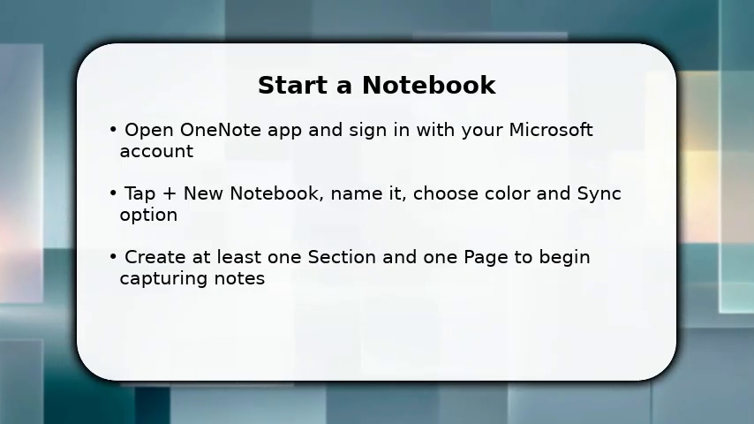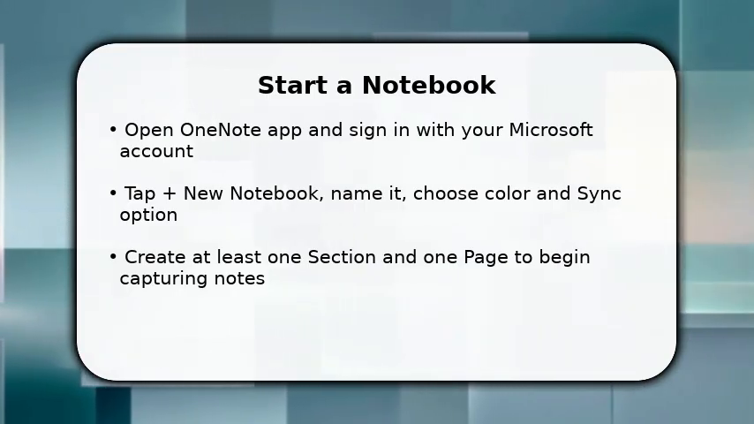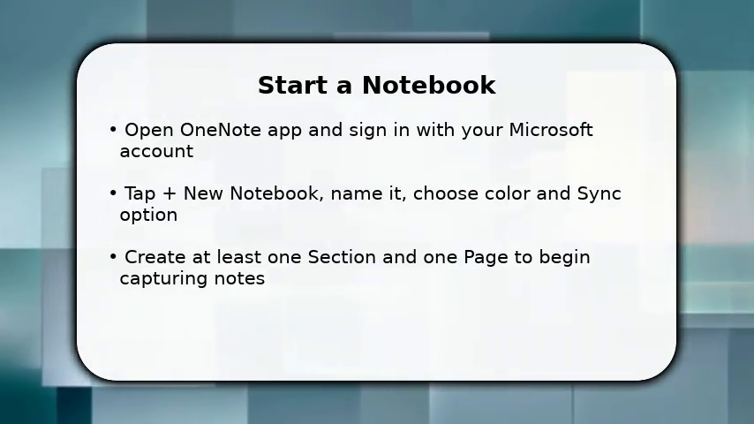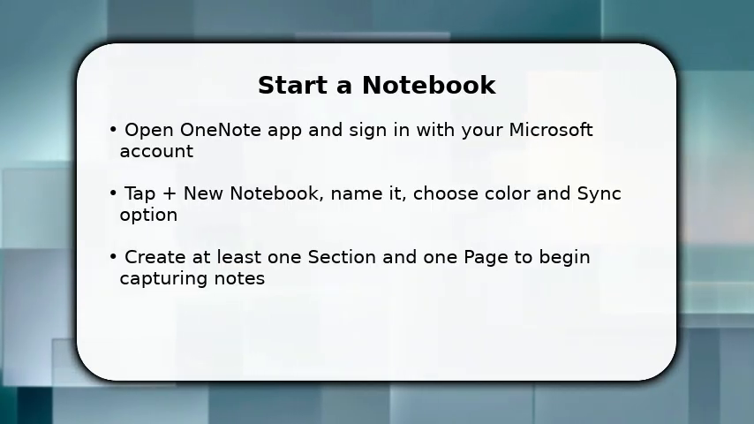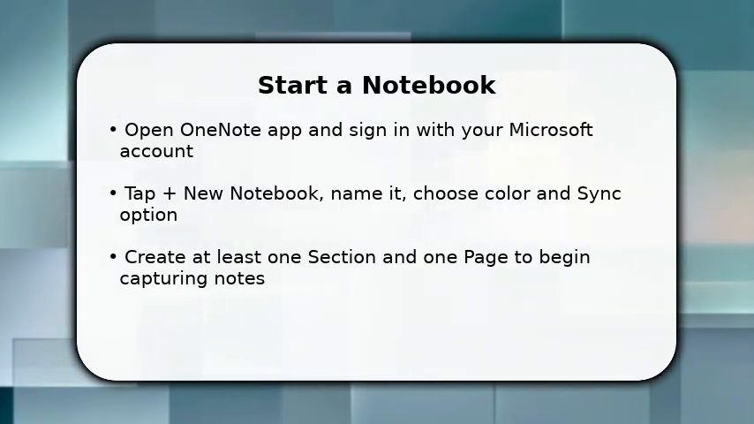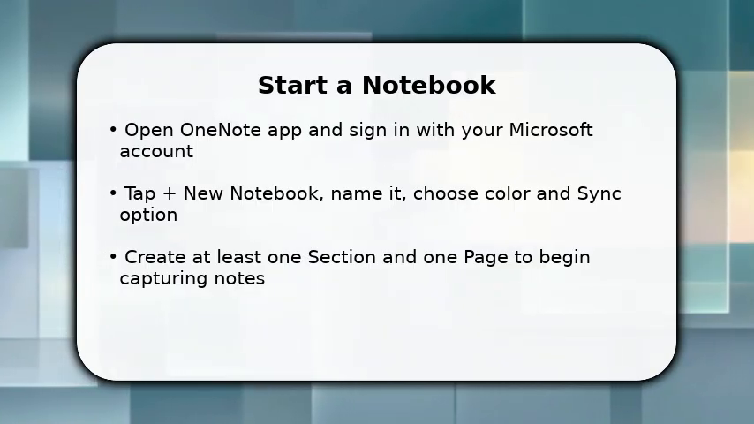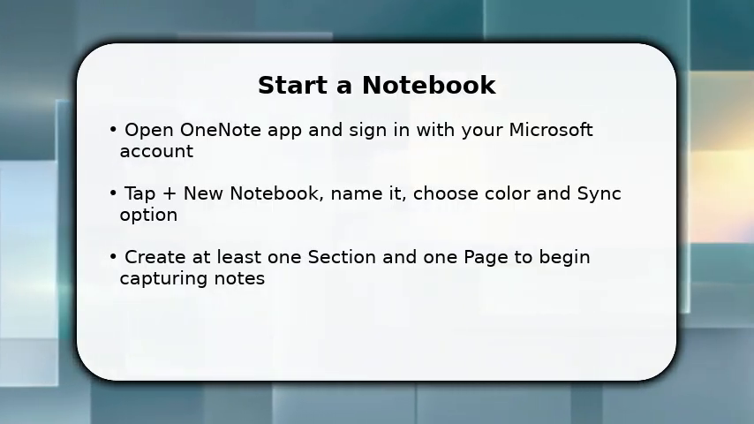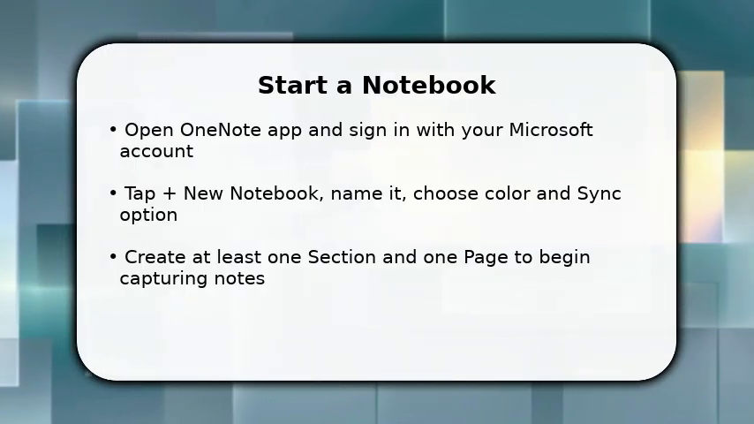You'll open OneNote and sign in so your notes sync across devices. Once done, tap plus New Notebook, enter a name, pick a color, and verify sync is on. You need one section and one page before adding content. Create them now. Make sure to name pages clearly so you can find them later.